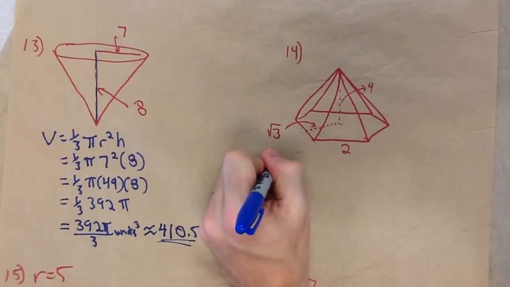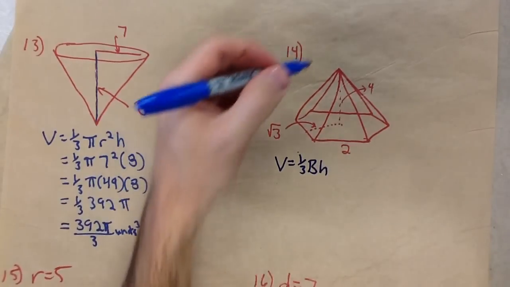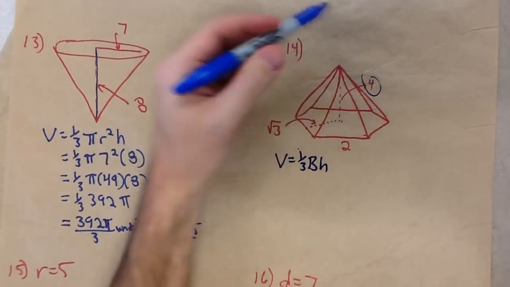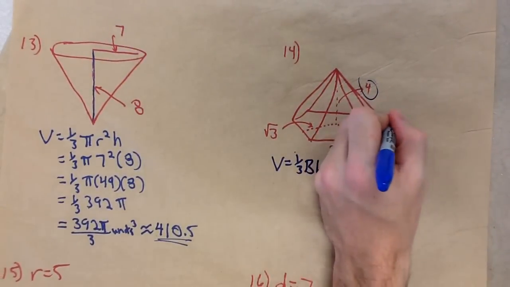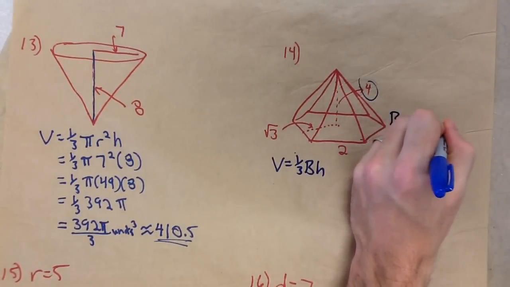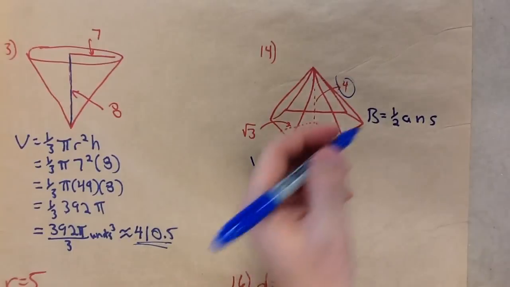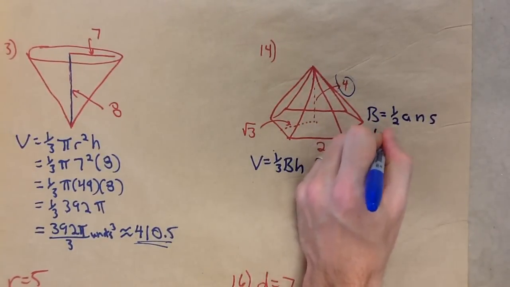Number 14, we have a pyramid. The volume formula is 1/3 the base area times the height. We have the height. We're good there. We need to figure out the base area. The base area in a regular polygon is 1/2 the apothem times the number of sides times side length from a few chapters ago. So let's see what we have here and what we may need to find.